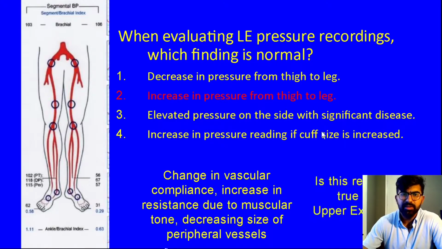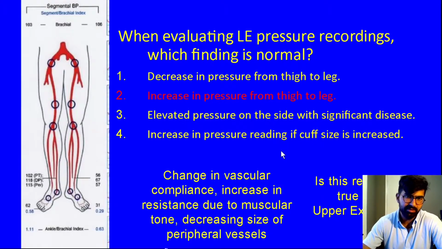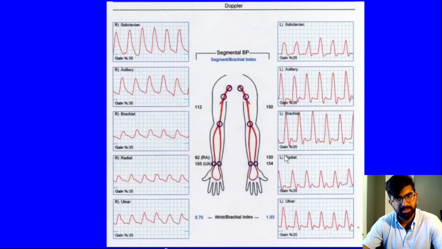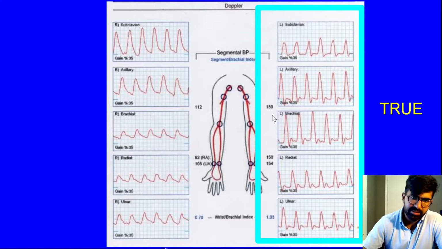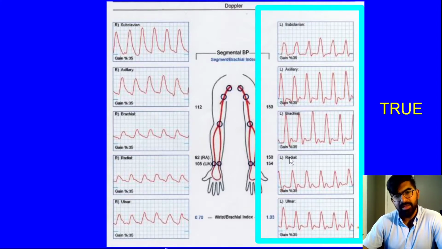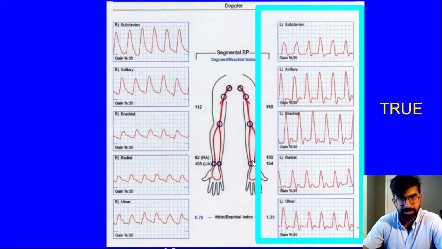And why is that? Well, there is change in vascular compliance, which leads to increase in resistance due to muscular tone and the decreasing size of peripheral vessels. Now, is this relationship true for the upper extremity? Let's look. Okay, so as you glance across this picture, what you will find is a very similar finding because of all the reasons mentioned before. There is decreased size of the vessels and decreased compliance, and therefore you will also get an increase in blood pressure as you transition from the upper arm to the forearm.